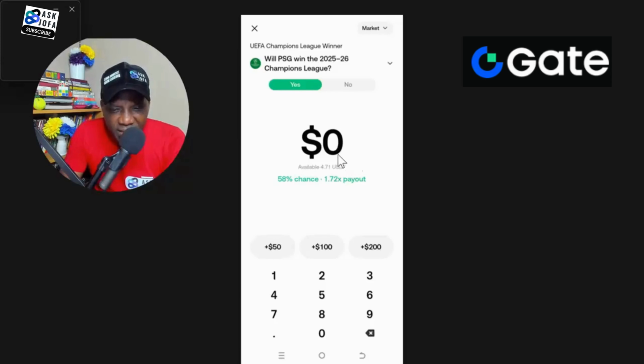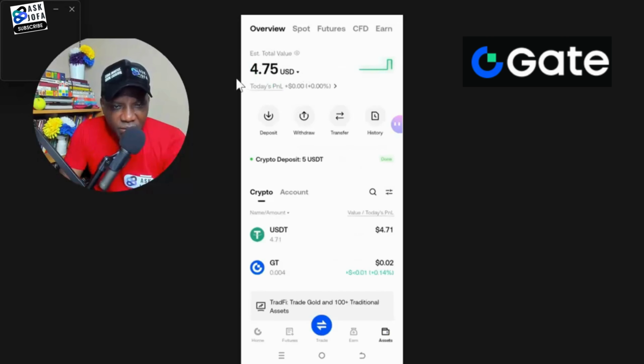You can see this 4.71. If I go to my main Gate account, you can see the money is here. You can see 4.71. That is exactly what you are seeing inside Gate Polymarket. All you just need to do is to tap withdraw and you'll be able to send your money out of the platform. So what makes the system interesting is the real flexibility.